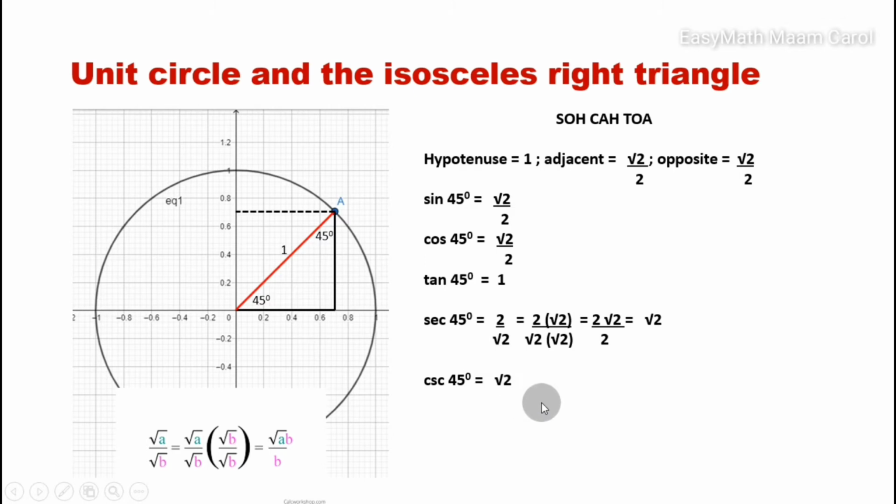Okay? O, isa pang madali. What is cotangent of 45 degrees? The cotangent of 45 degrees is just the reciprocal of the tangent. What is 1 over 1? Di ba? 1 pa rin. So, cotangent of 45 degrees is equal to 1. So, these are the 6 trigonometric values of 45 degrees. So, meron tayong sine, cosine, tangent, secant, cosecant, at saka cotangent.